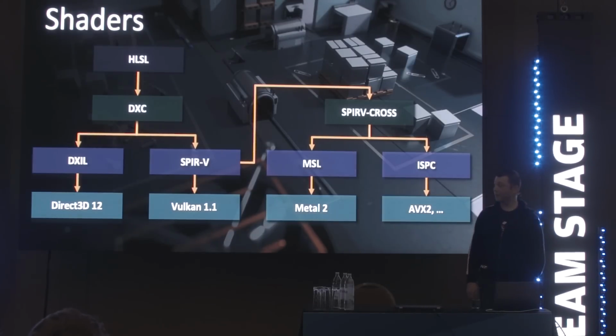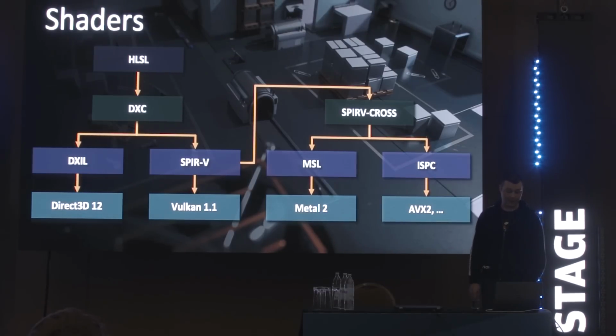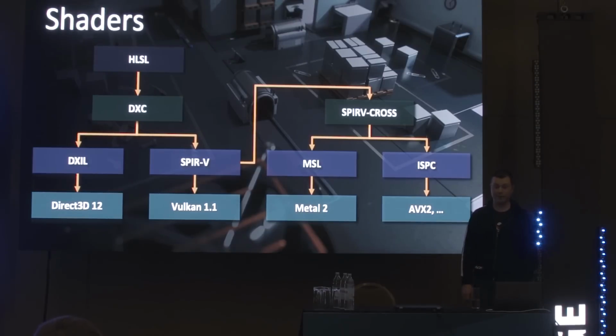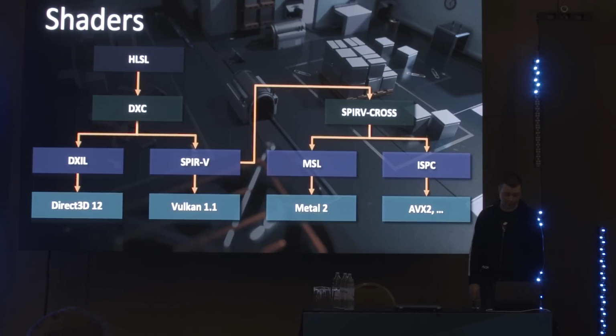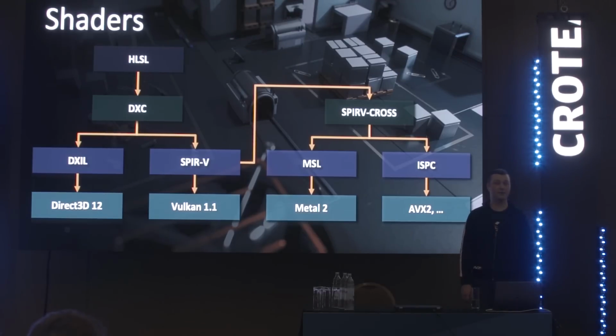Here's a flow graph of our shader compilation. We always start with HLSL compiled with Microsoft's DXC shader compiler. The DXIL is used by Direct3D 12, and the SPIR-V is used by Vulkan 1.1. We also have support for taking the SPIR-V, running it through SPIR-V Cross, and generating MSL for Metal or ISPC to run on the CPU.